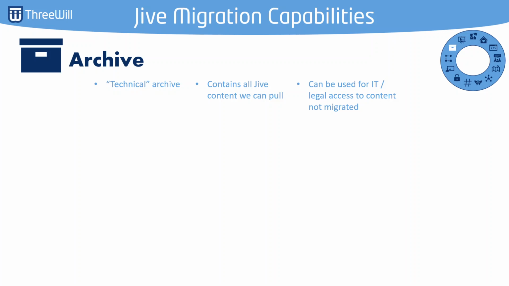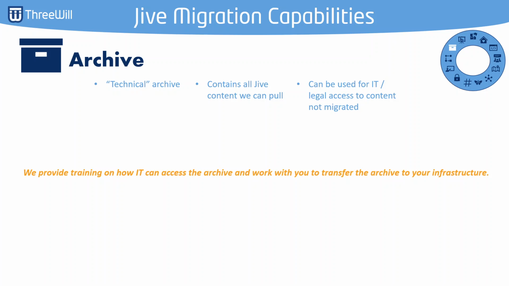All right, after the migration is complete, we can provide you with what we call a technical archive. This contains everything we were able to extract out of Jive, even the content that was specified as out of scope for the migration. It's intended only for a technical and limited audience. It's not for end users, because those individuals will have access to the entire archive, and it just requires technical expertise to access it. So we have a couple of training sessions to help your team out around this to make sure you're comfortable on how to access that archive.